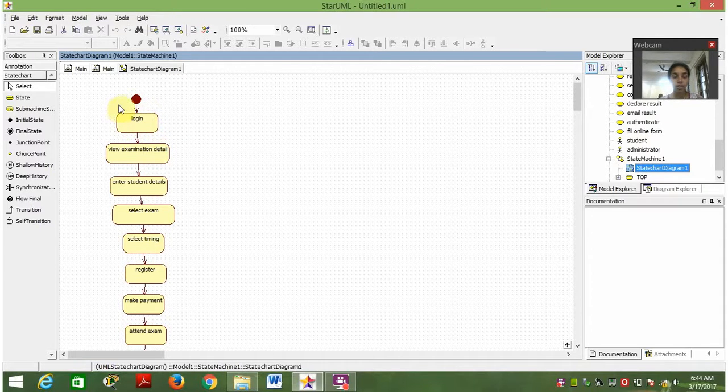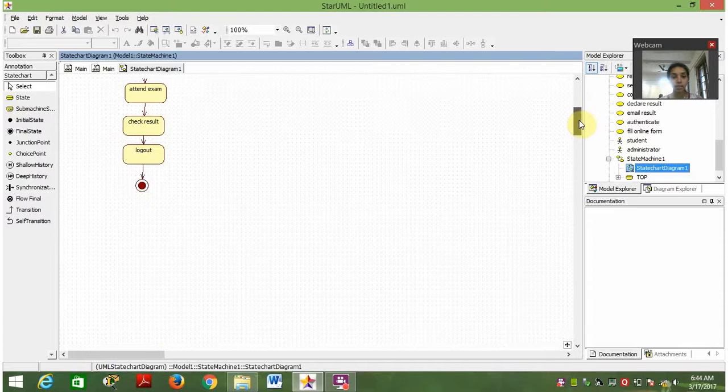The starting symbol is marked using a darkened circle, and the end transition is marked using a circle followed by another circle, and the transition is marked by a transition symbol, that is the flow from one state to another state. And this all generalizes a class.